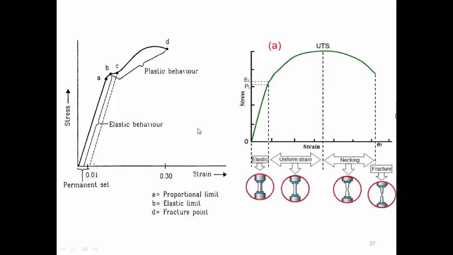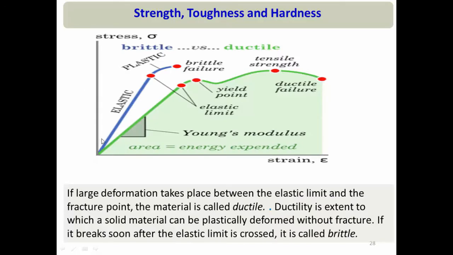So you can see that any material beyond the yield stress will behave like a plastic body. Now suppose I am increasing my stress, the strain is increasing, and my body is experiencing deformation after this elastic limit, and this deformation is very large. That type of body is called a ductile body or ductile material. Ductility is basically the extent of plasticity. So if it is experiencing a high extent of plasticity, the material is called ductile.